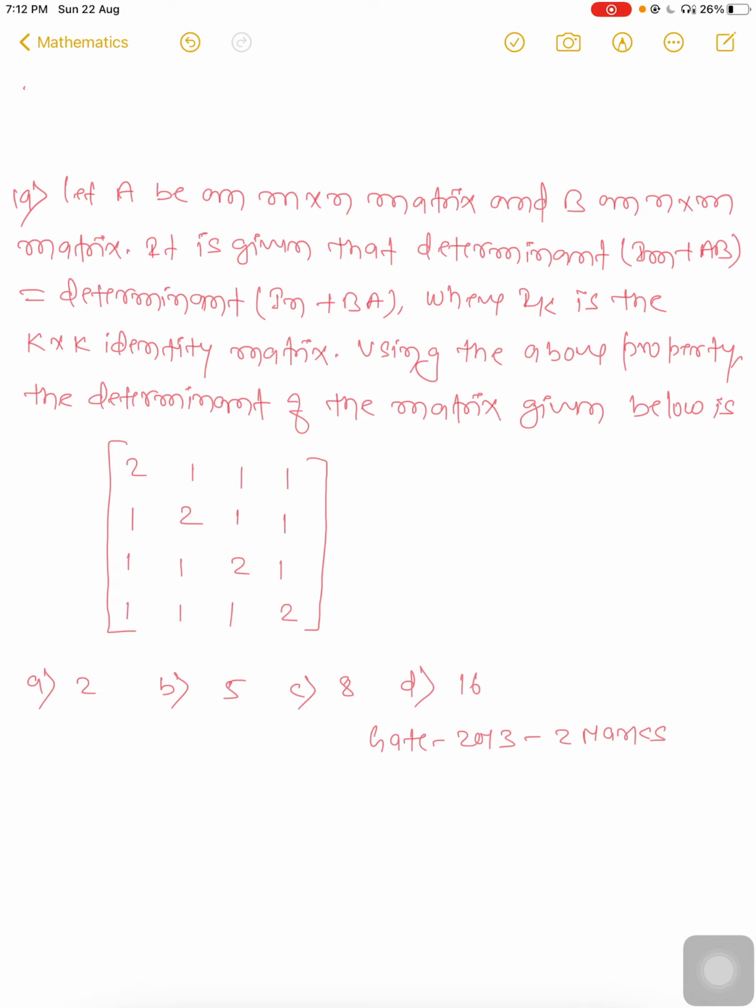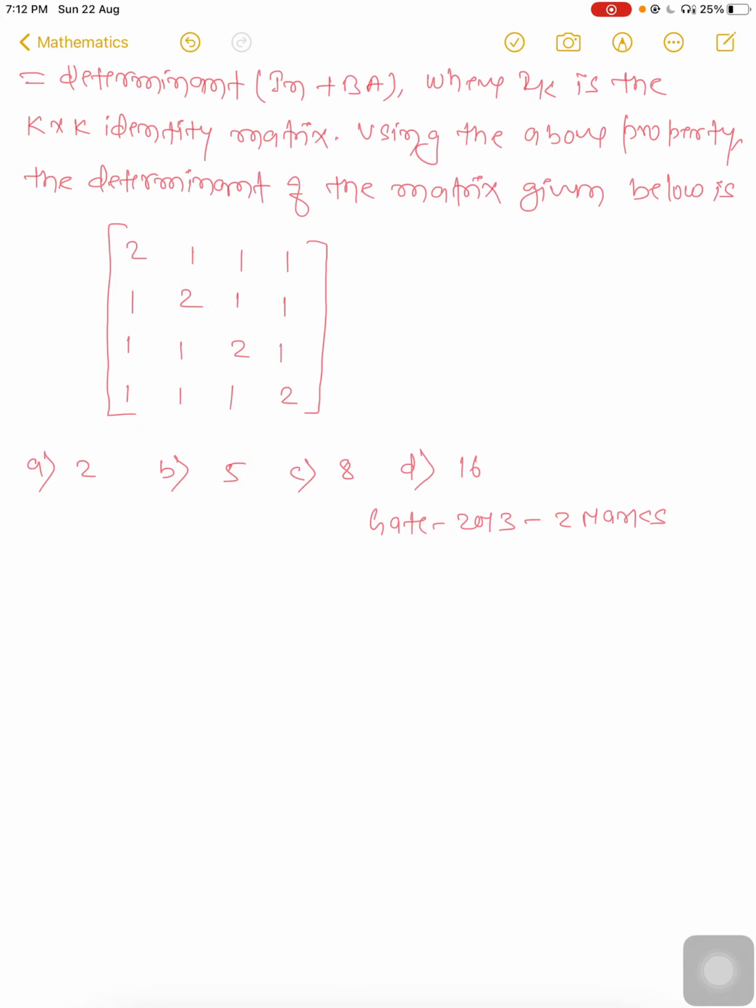These are the properties based only. Question 19: let A be an m by n matrix and B be an n by m matrix. It is given that determinant of I_m plus AB is equal to determinant of I_n plus BA, where I_k is the k by k identity matrix. Using the above property, we have to find the determinant of the matrix given below.